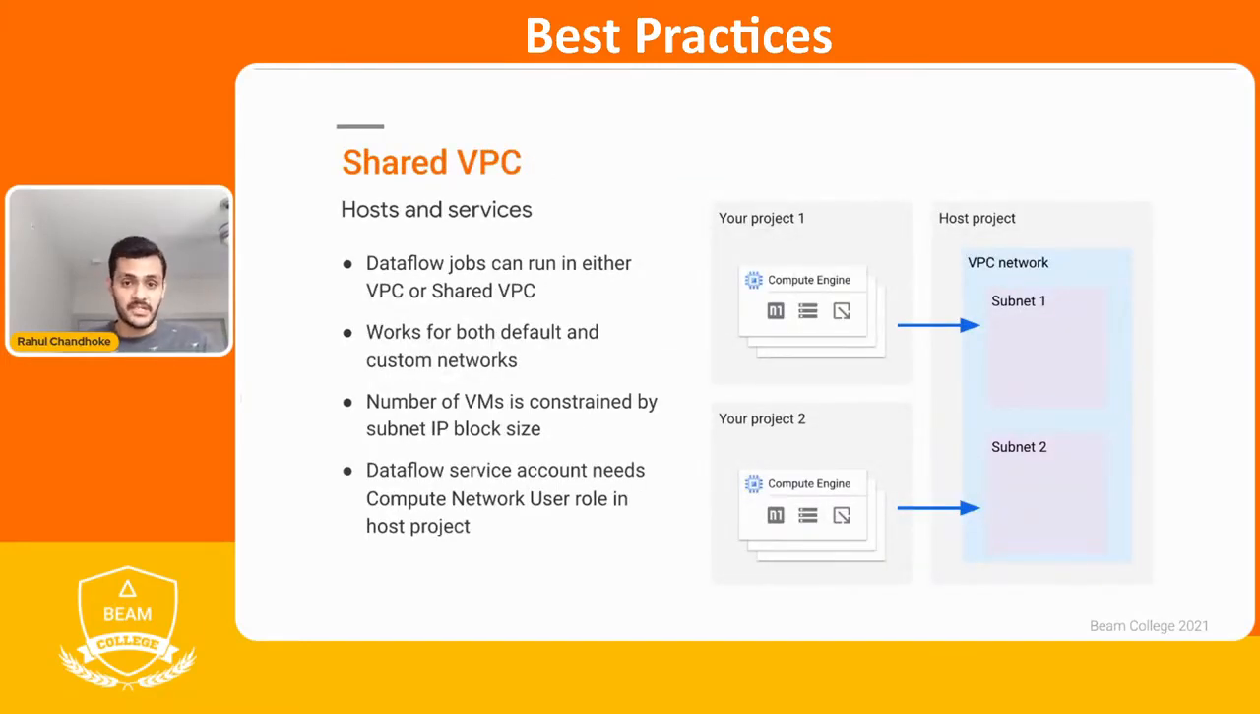So that covered the permissions aspect and the permissions best practices that we have, right? We move on to the networking aspect. One important point to keep in mind with networking is that users running Beam pipelines on Dataflow often try to use what we call a shared VPC, right? This is where the network where your workers run is in a separate project. This can be due to multiple different reasons.